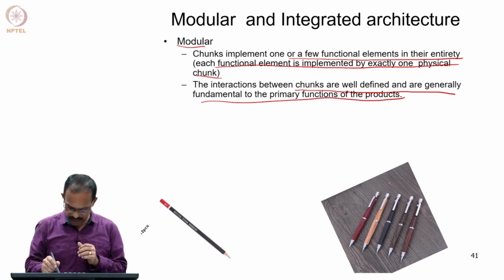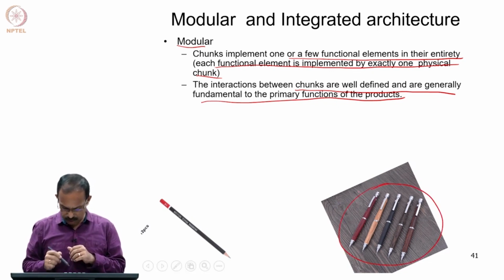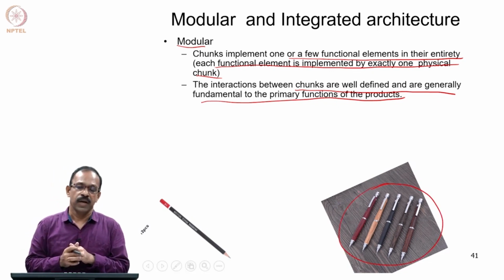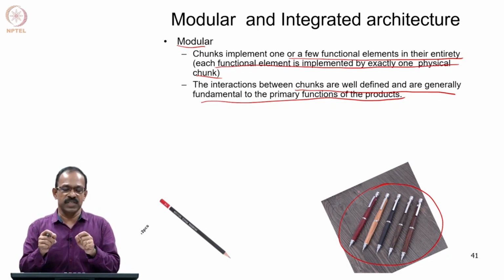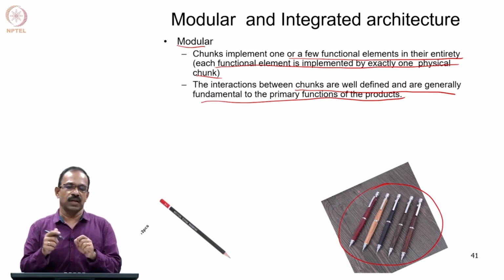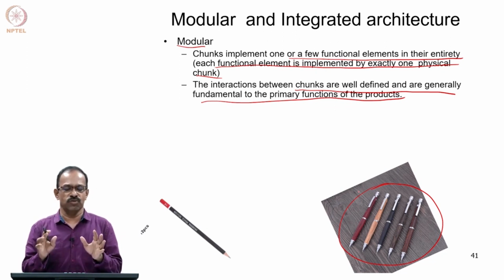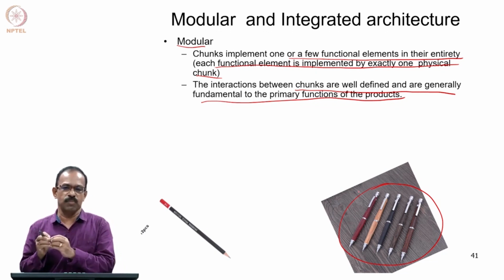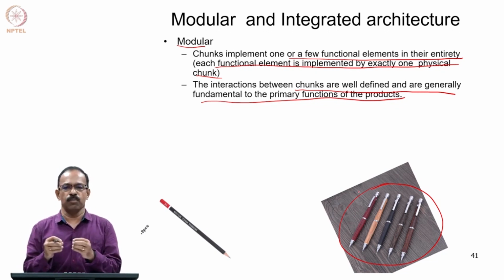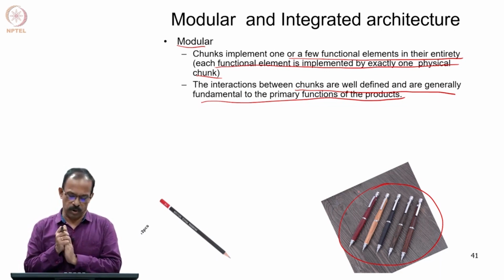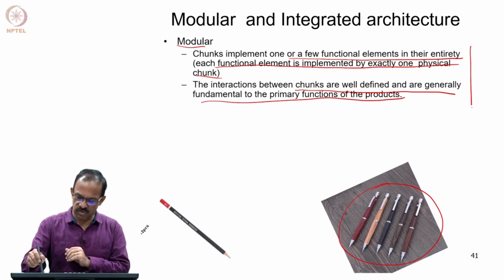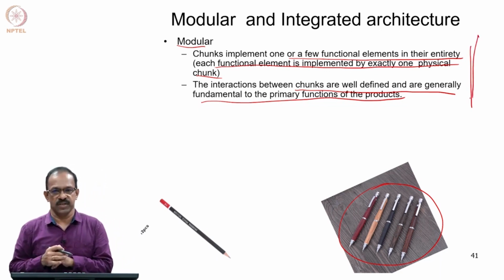For example, if you take this set of pens, or the mechanical pencil, you know that there are multiple elements, each with its own function. The body has some function, the tip has its own function, and the control one has its own function. Each one is a physical block, and when you combine these physical blocks you get the function of the product. That kind of architecture is known as the modular architecture.